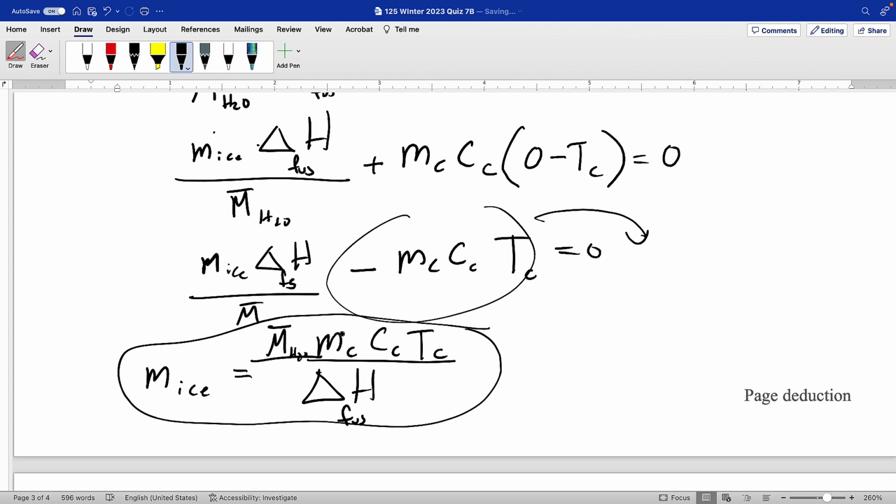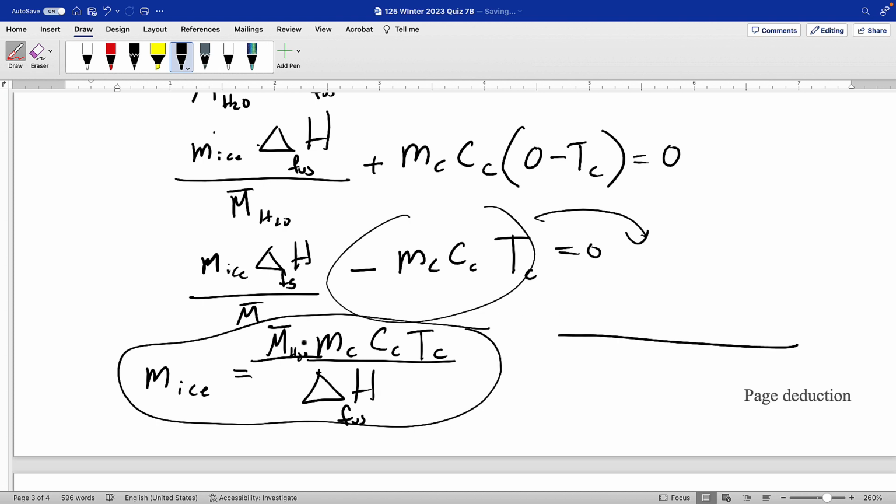The more copper that we throw in, the more ice we're going to melt. That makes sense. The higher the heat capacity of the copper, the more ice we melt. Makes sense. The higher the temperature of the copper, the more ice we melt. Makes sense. Heat diffusion is on the bottom. So it says the harder it is to melt ice, the more energy it takes to melt ice, the less we're going to melt. So that should be on the bottom. So that makes sense. We can check our units here.